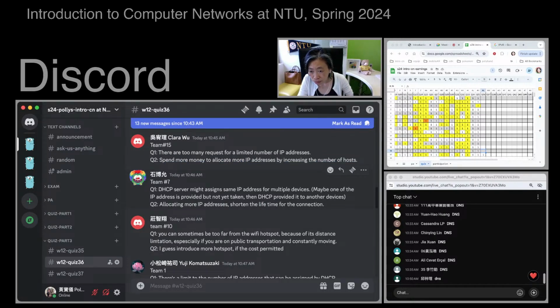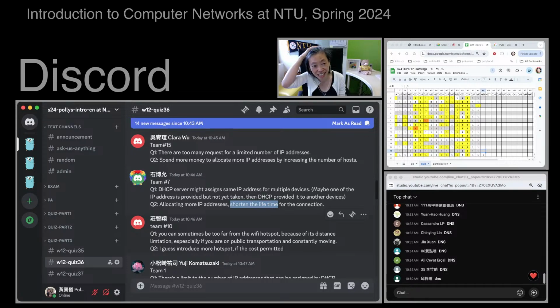Team 7: might assign the same IP to multiple devices. Yeah. This, you know what, could happen. Allocate more IP addresses, shorten the lifetime for the connection. So when a DHCP server is misconfigured, this could happen. Yeah, so again, operation issues. Allocating more IP addresses, yes. Oh, cool. Team 7, Boyun, you guys are good.